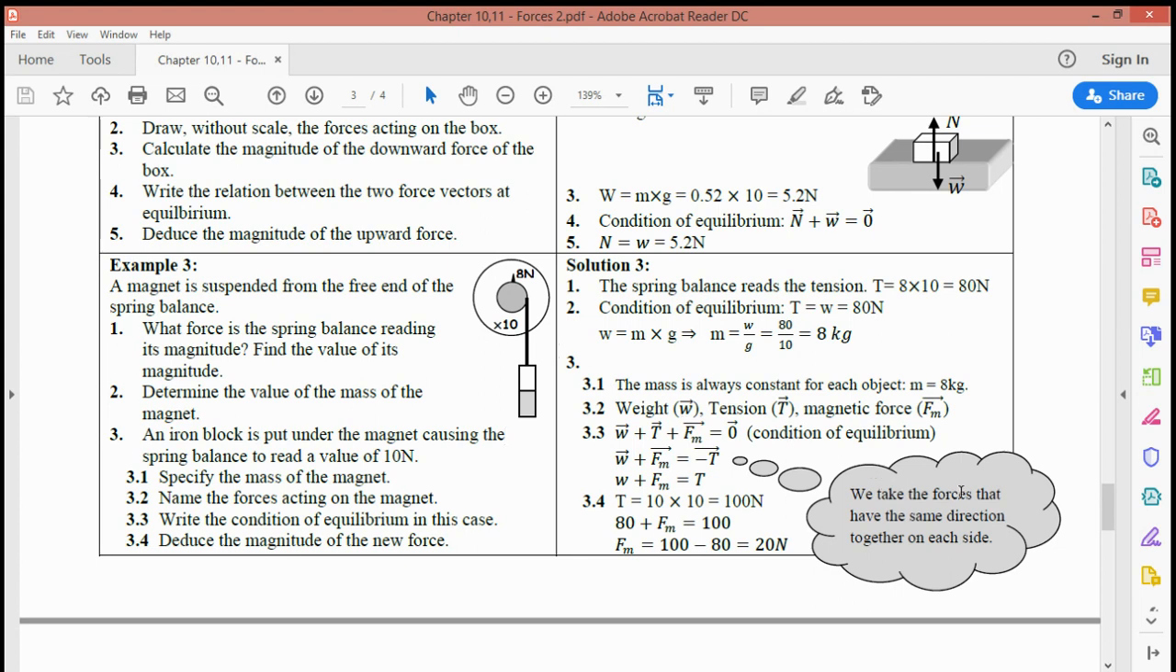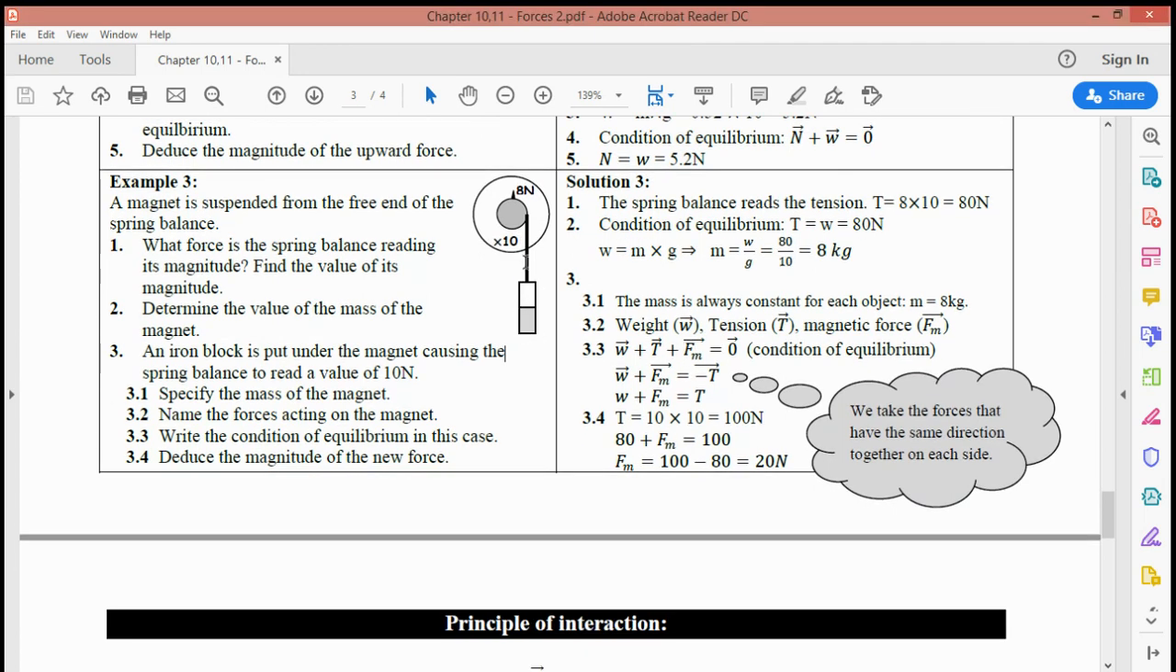We should take the forces that have the same direction together on each side. We can see here that the weight is downwards and the magnetic force is downwards if we draw the block. So weight and magnetic force have the same direction, while the tension is upwards, opposite to them.